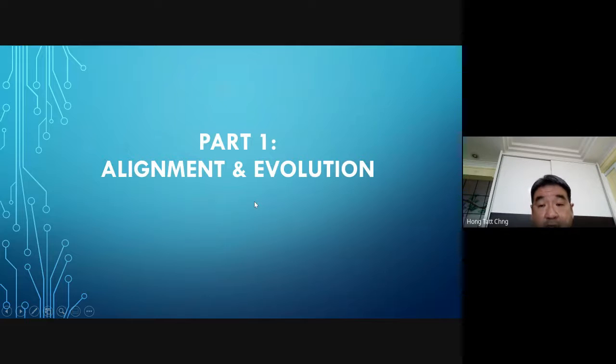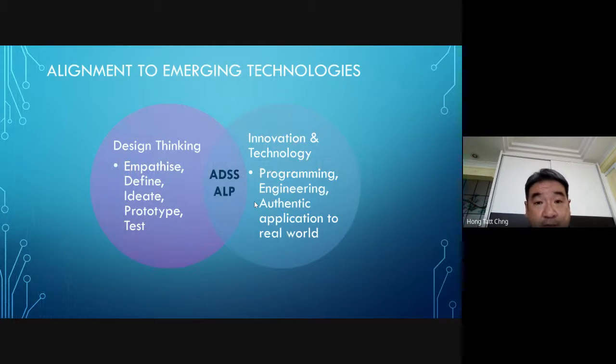Okay, so for today I will not go into detail about the history. I will just browse through, so any questions that you have, you can ask me later in the Q&A. In terms of structure, we anchor our ALP programs on design thinking and the IT side. In this case, we are focusing on coding and zooming into AI from these years onwards.